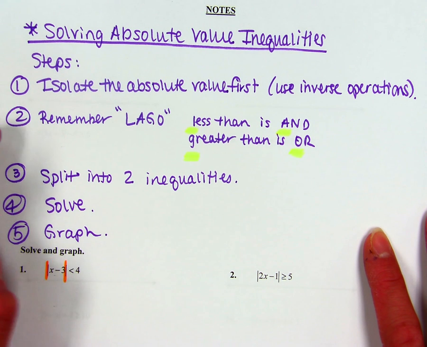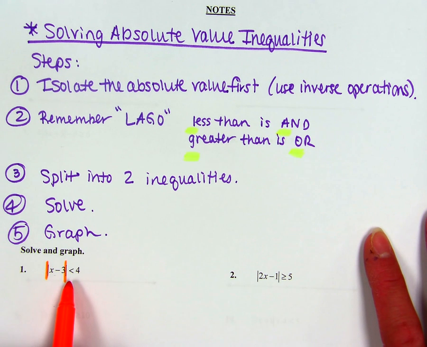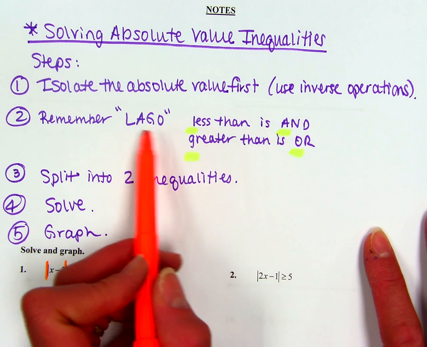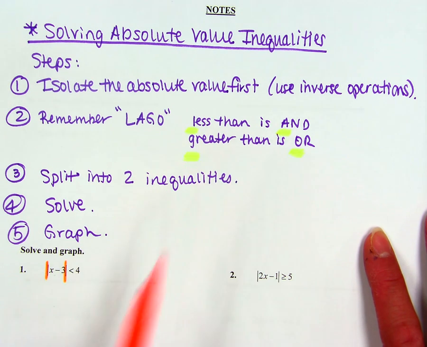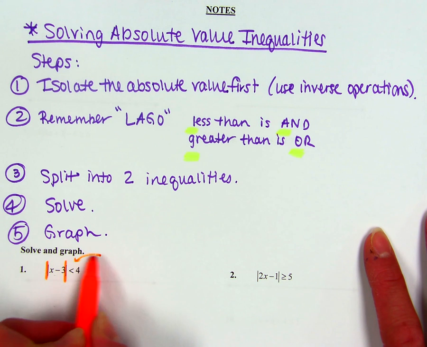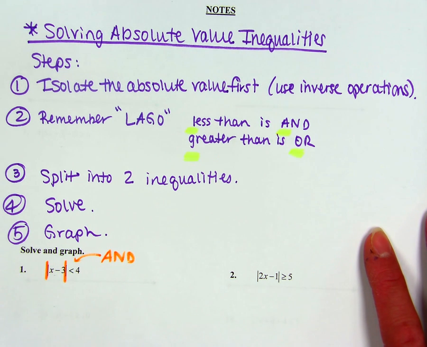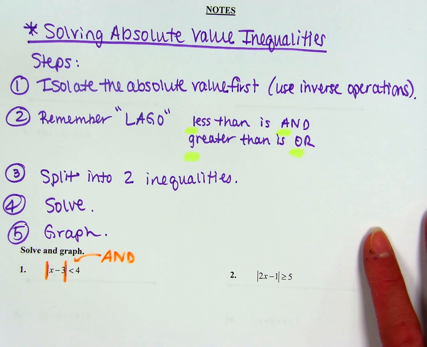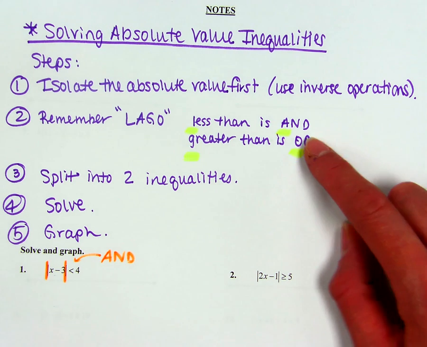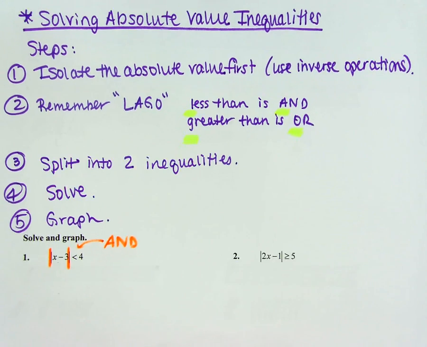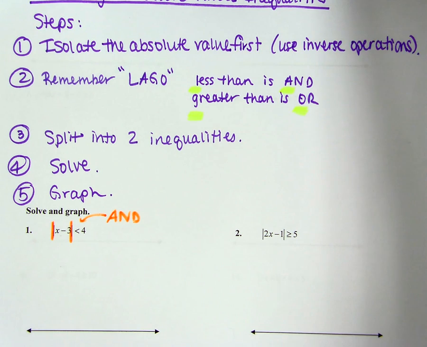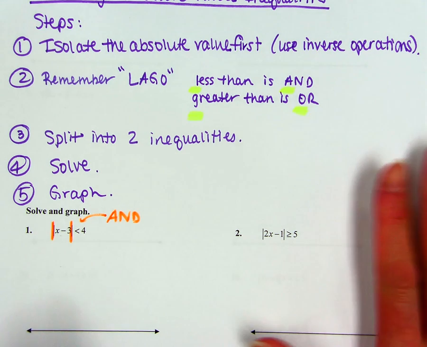So once that step is done, look at your inequality. It's less than. So less than starts with an L. The word lago, L-A-G-O. So less than tells me that this is going to be an and graph. We won't really use this until we get down to the graphing part, but it's helpful to write it now so that when you do graph, you'll know whether you shade in between the two numbers or on the outside of the two numbers.